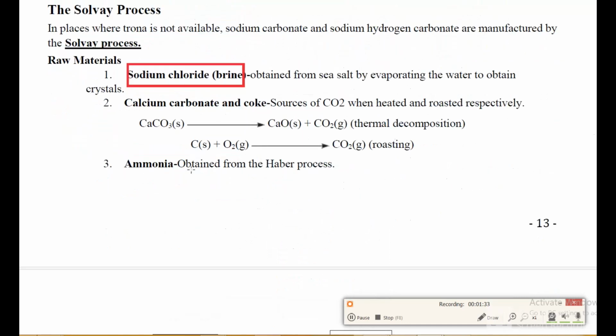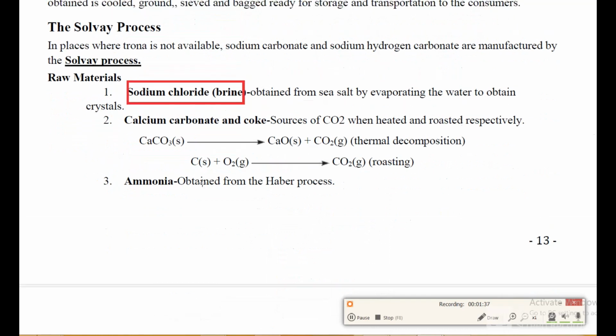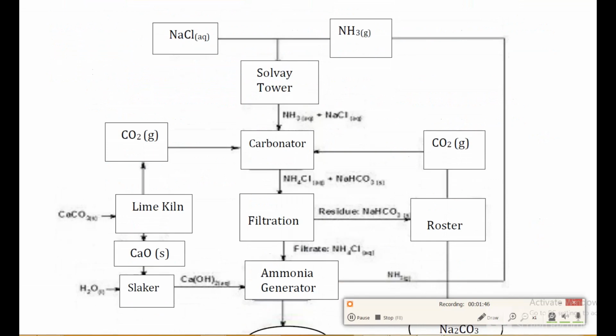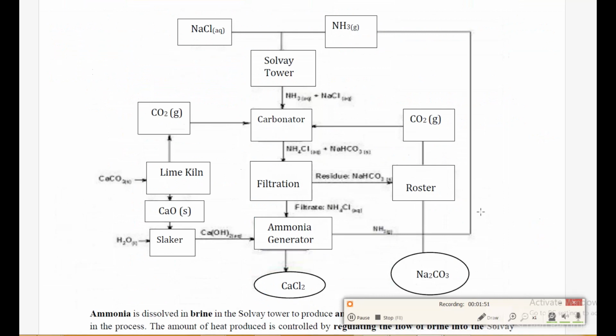Then ammonia gas is required also, and it is obtained from the HPR process, and that is another raw material. So these are the three major raw materials that we need in the Solvay process. So to understand the Solvay process, it is important that you know where the process starts. Mahali process inaanza ni mahali ammonia na sodium chloride inaingia. Na mahali ammonia na sodium chloride inaingia inaitwa the Solvay tower.